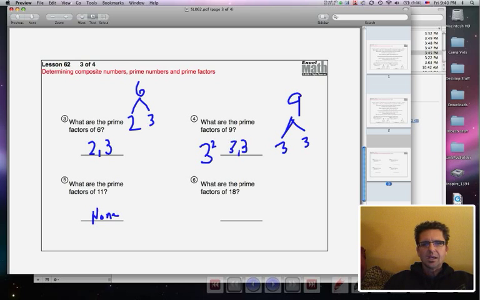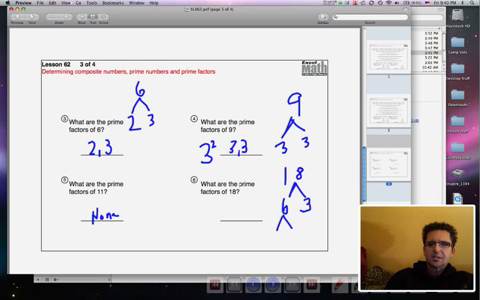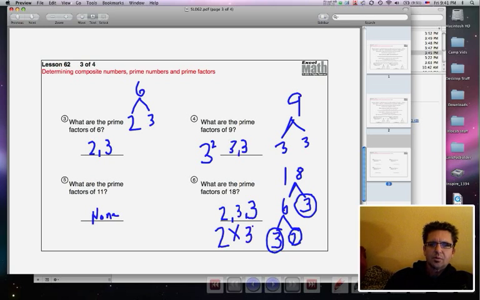I'm sorry. What are the prime factors of 18? Write the number 18. Break that down into 2, which you could do 6 and 3, or you could do 9 and 2. Doesn't make any difference. You're going to end up with the same answer either way, because 6 is equal to 3 times 2, and so 3 is a prime number, 2 is a prime number, and 3 is a prime number. So the prime factorization of 18 is 2, 3, and 3, or 2 times 3 squared is another way to write that.